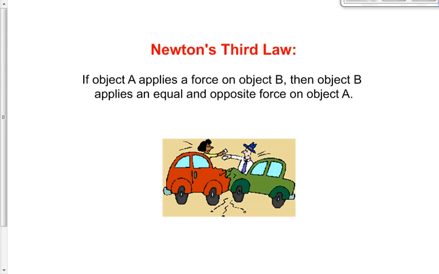Object A applies a force on object B. Object B will apply an equal and opposite force on object A, always. Doesn't mean they're going to accelerate at the same rate. Doesn't mean they're going to move at the same rate, object A and object B. It just means that the force on object A is the same as the force on object B.